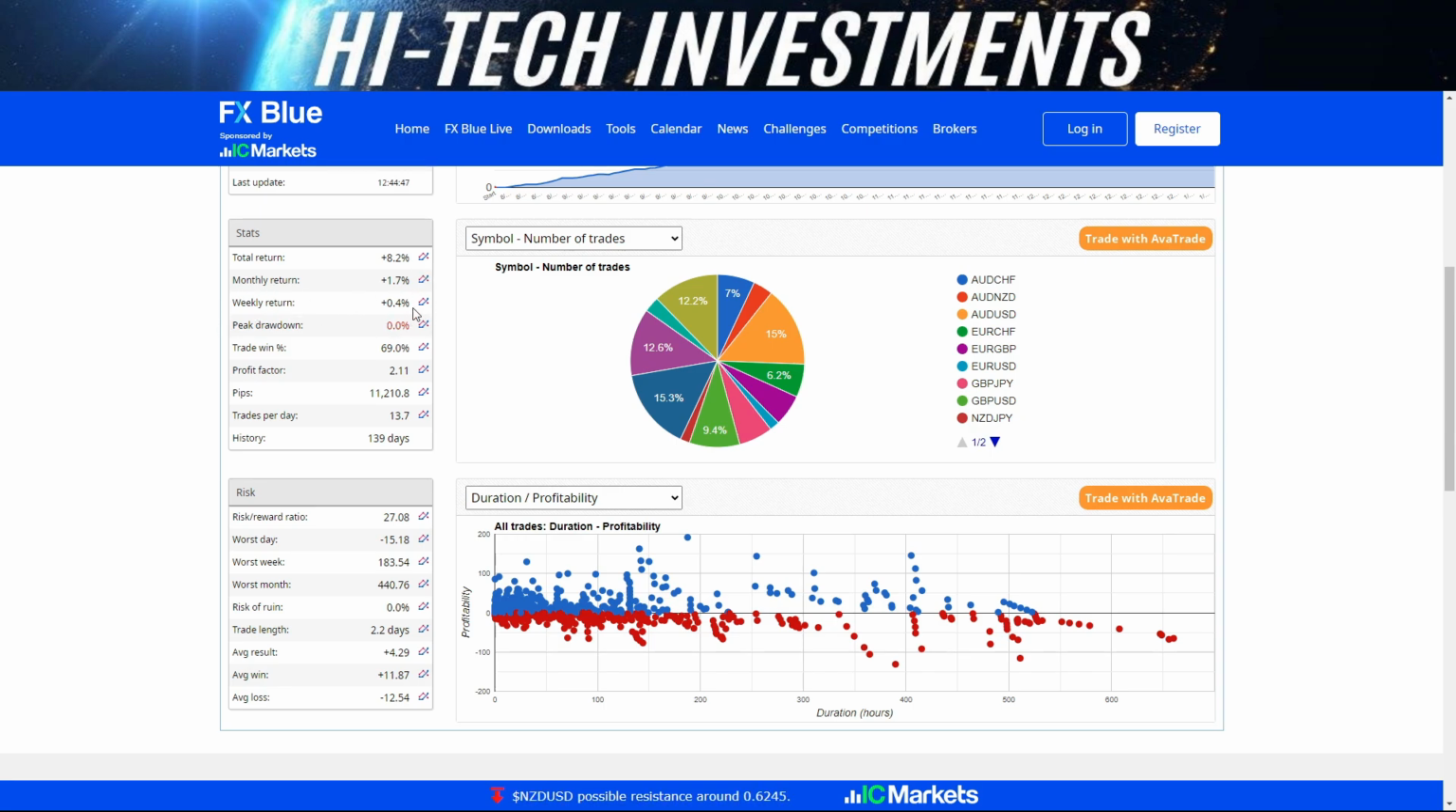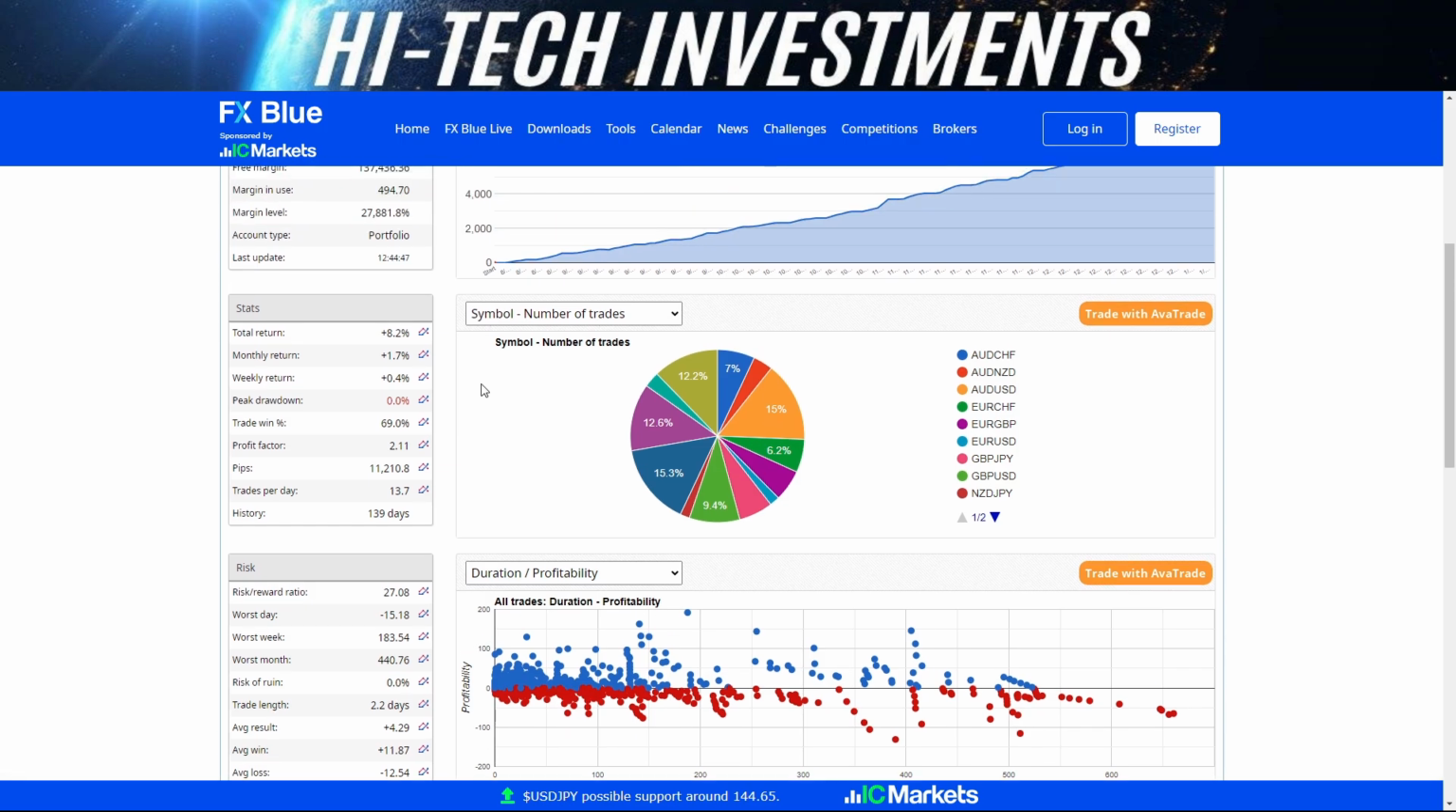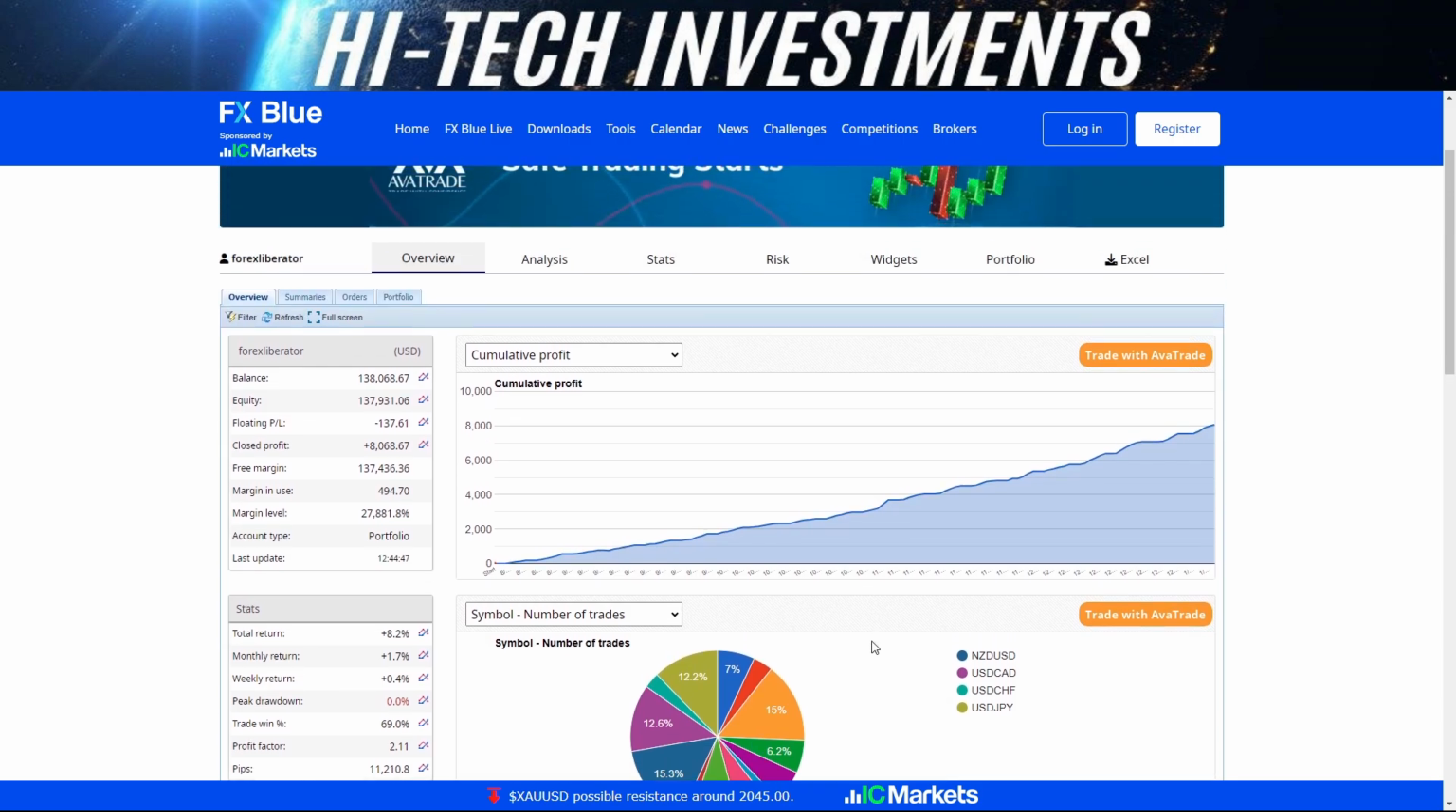The weekly returns here is 0.4, and again can be up to 4% depending on how much money you're actually putting in. Trade wins is a very good 69%, straight profit factor more than 2, and you can see so far it has traded over 11,200 pips in here, trades per day 13.7, and a history of 139 days. So very good and stable results overall. And then all the currency pairs that we are currently trading in here, as you can see, we have 9 on this particular side and another 4, so that makes it up for the 13 in total.